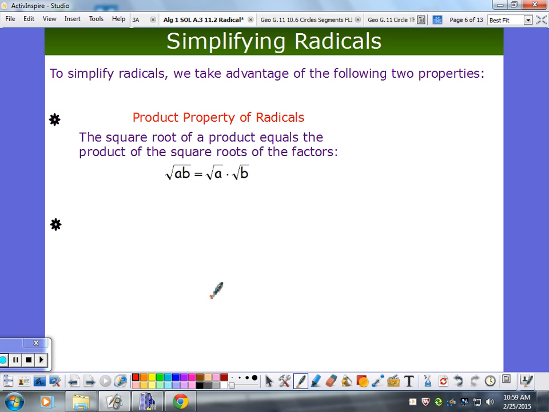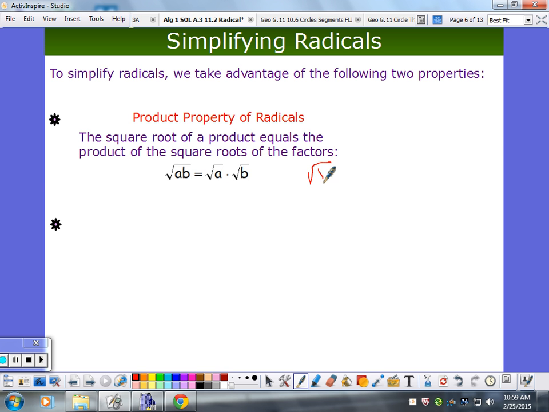So let's review those properties that we looked at earlier in the year. If you have the square root of a product, please look up. People have a lot of confusion with this. If you're playing with the calculator, I'm about to take it away. The square root of a product is the same as the square root of the first factor times the square root of the second. Now this goes the other way.